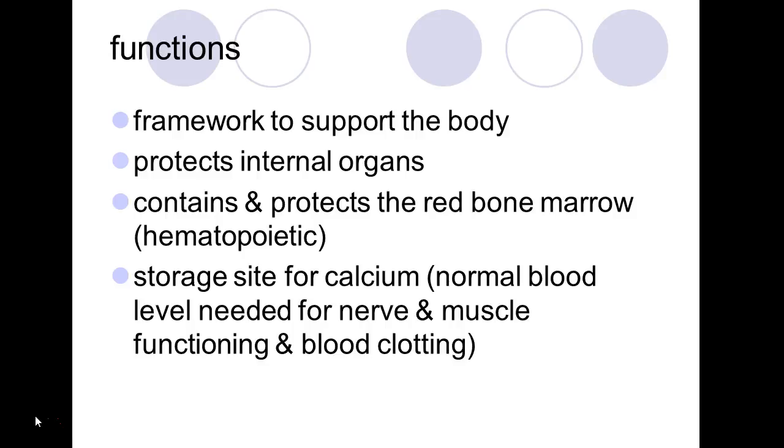It contains and protects the red bone marrow, which is called hematopoietic tissue, and this is where your red cells, your white blood cells, and your platelets are made. And the bone is actually the storage site for calcium. We say that we need good calcium intake for strong bones. We do want them to be strong so that they can be a framework and be protective, but we also need strong bones with lots of calcium in them so that they are available for other body functions, such as nerve and muscle functioning and for blood clotting.